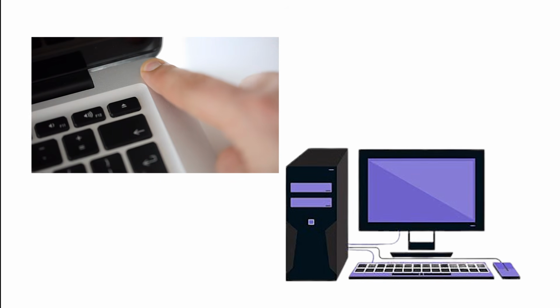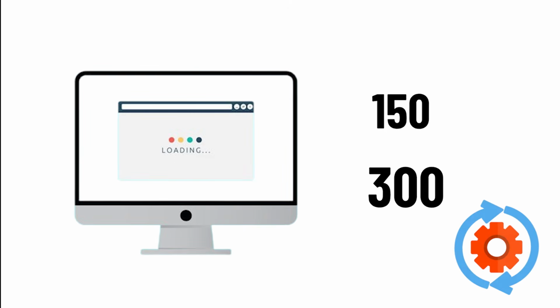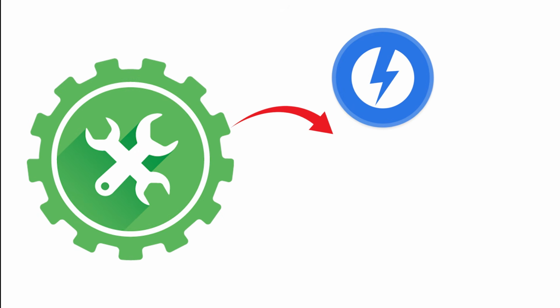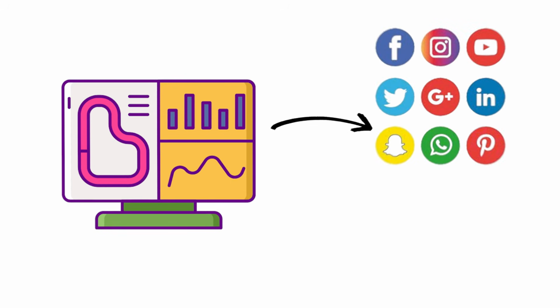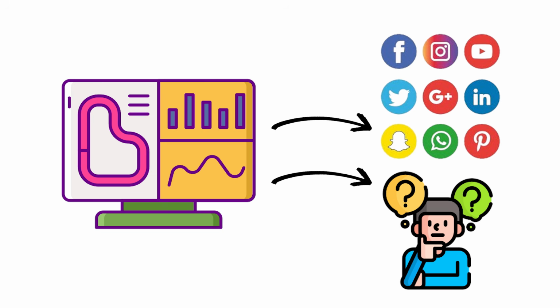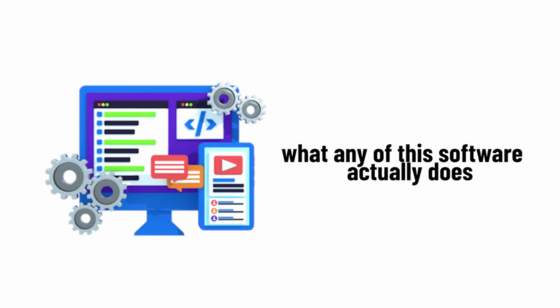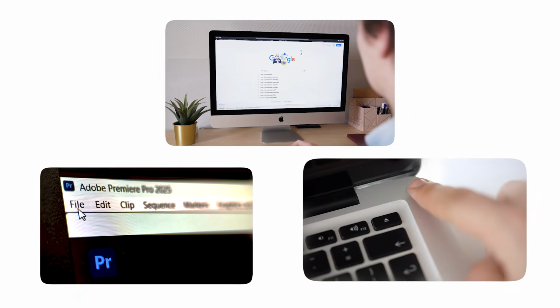Between the moment you pressed that button and the moment your desktop appeared, your computer loaded somewhere between 150 and 300 separate processes. Background services, system daemons, drivers, scheduled tasks, telemetry agents, update checkers, all running before you opened a single app. Most people never think about what any of this software actually does. You open a browser, you open a file, you close the laptop. That is the entire relationship.